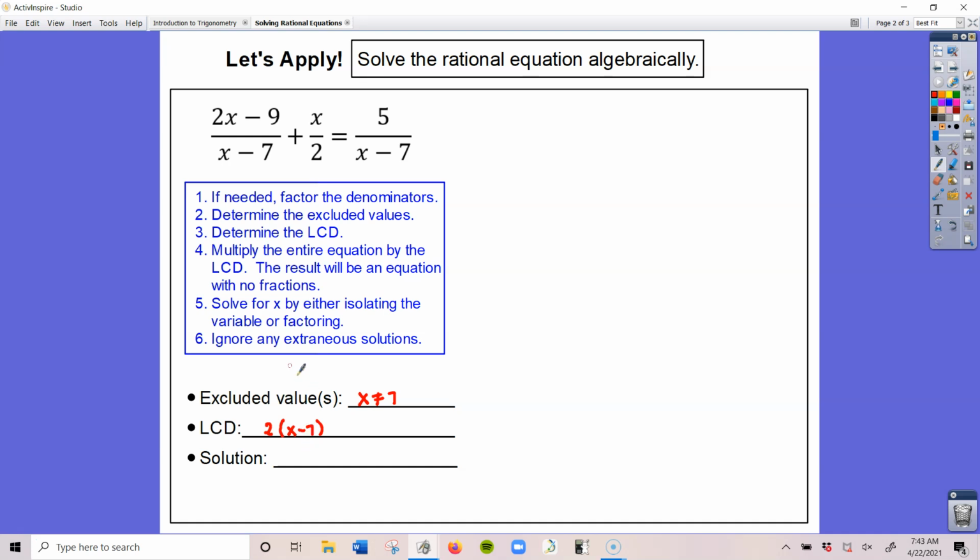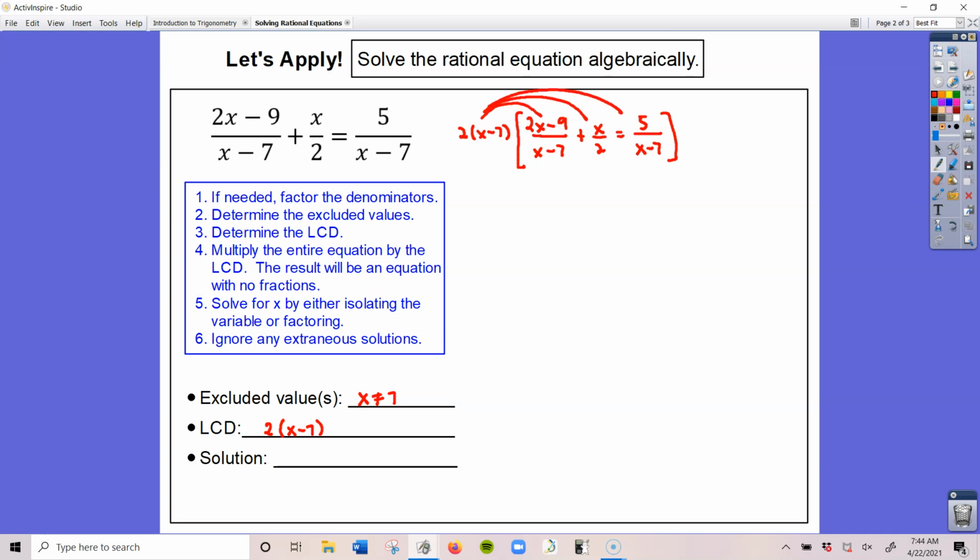So now what we're going to do is multiply the entire equation by the LCD. The result will be an equation with no fractions. And this is what you're going to see. So I'm going to take that LCD, the 2 times (x minus 7), and I'm going to multiply the entire equation. So (2x minus 9) over (x minus 7) plus x over 2 is equal to 5 over (x minus 7). What I'm going to do now is distribute.